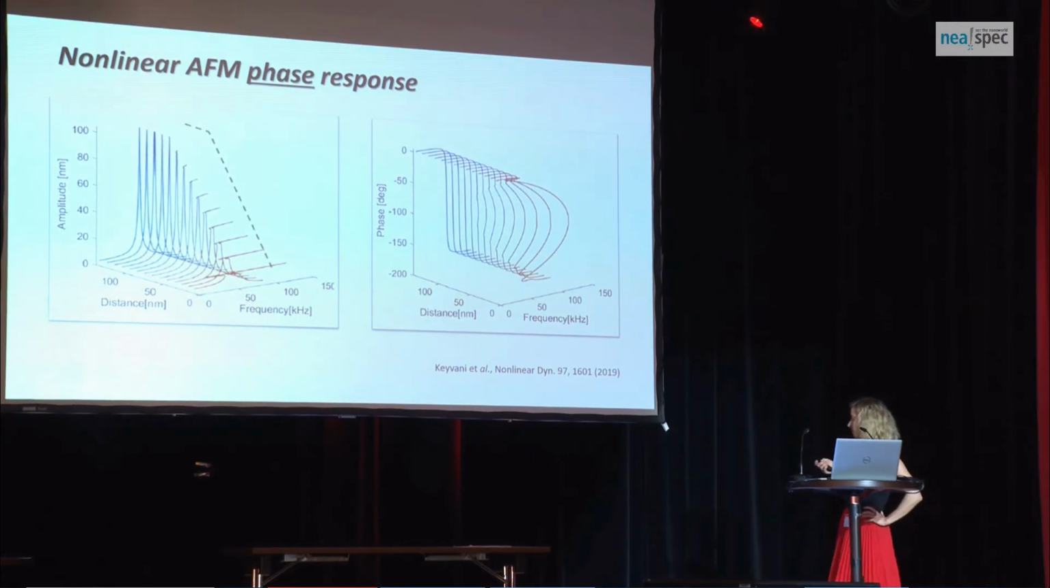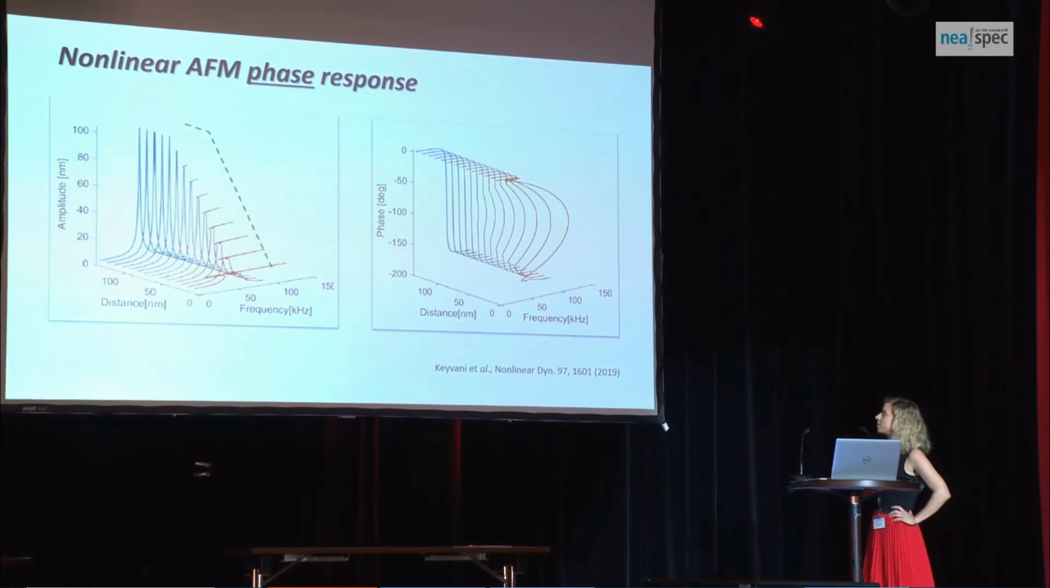through the literature and found this article that calculated how the amplitude of the AFM changes with the distance between the sample surface and the AFM tip, and also how the phase changes. And from these two pictures, you can see that the amplitude changes linearly as your tip is going further and further from the surface. On the other hand, the phase is changing not linearly.